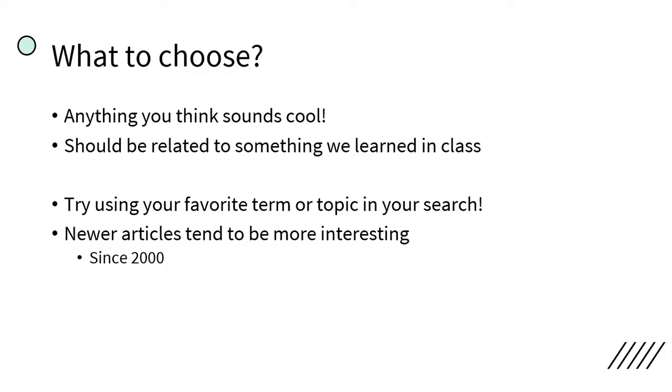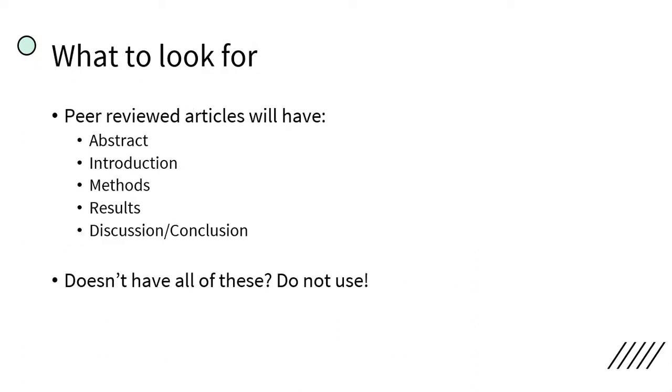Also, you can use an article from any year. I don't care. However, what I find is that the newer articles tend to be a lot more interesting, because a lot of what I taught you is from things in like the 70s to the 90s. So if you're looking at an article from the 70s, it's probably something we talked about in class. So if you want to know something extra, then maybe find a newer article. So anything from after 2000. I'll also show you how to do that if you want. But again, you can use any year. It doesn't matter.